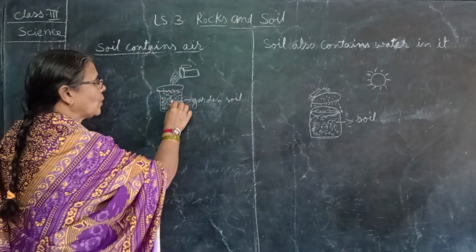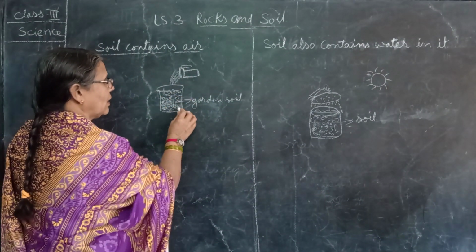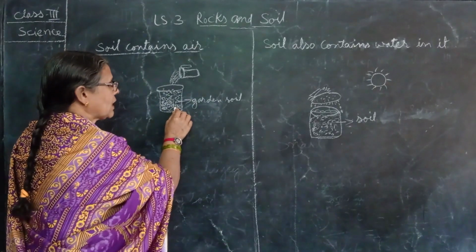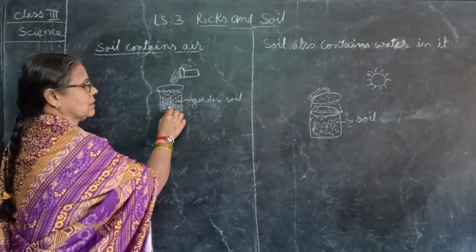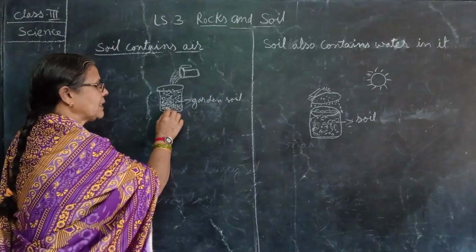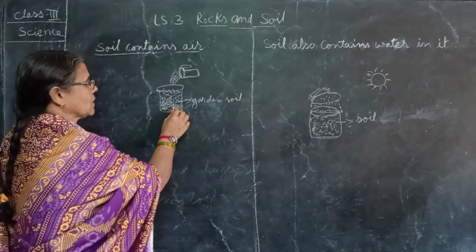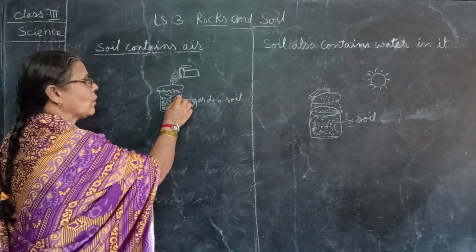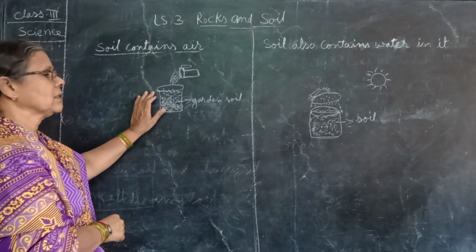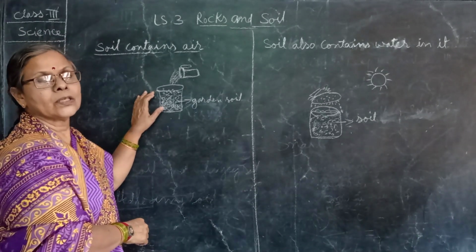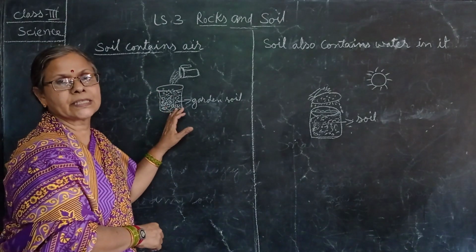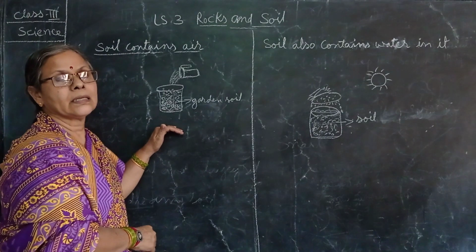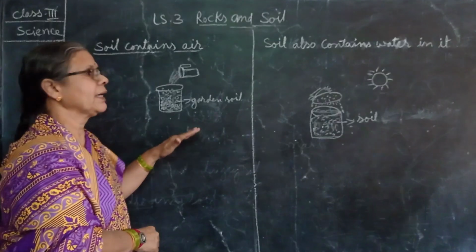The moment you pour water, after some time you can see air bubbles coming out of it. Whatever amount of air is occupying the space between the particles makes a way and starts coming out of the soil. It shows that soil has air in it. This practical shows that soil has air in it.